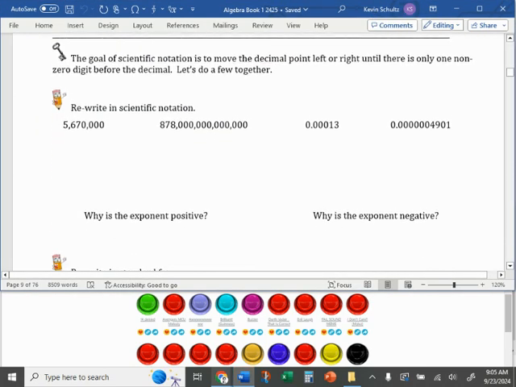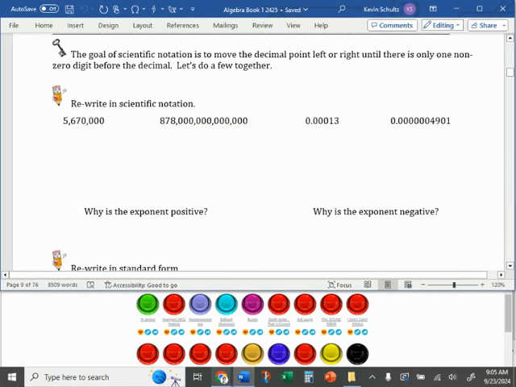What do you got? The goal of scientific notation is to move the decimal point left or right until there's only one non-zero digit before the decimal. Let's do a few together. So right now, this big number here, our decimal point is at the very end. How many movements will it take to get one digit to the left of it? 6. 1, 2, 3. And this is why commas in numbers can be helpful. It kind of breaks it up into groups of 3. 1, 2, 3, 4, 5, 6.